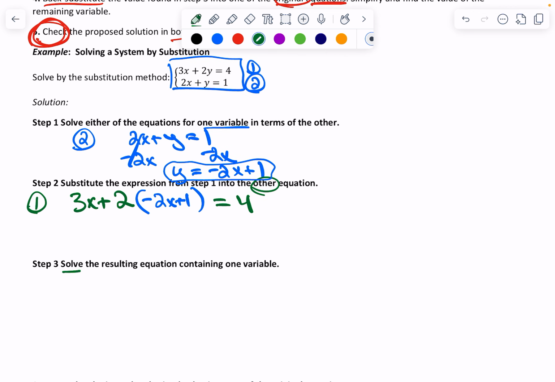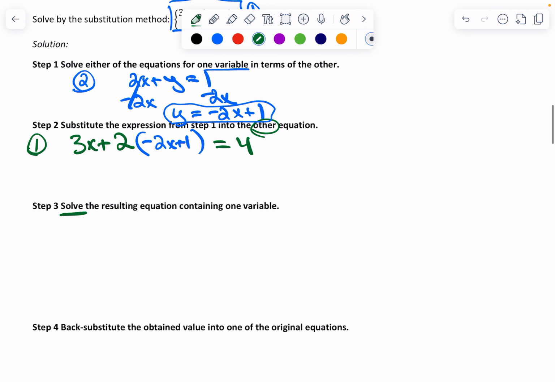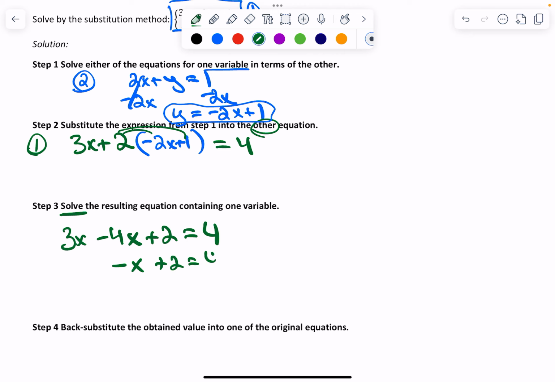Step 3 is going to be solving the equation. So we're going to go ahead and solve what we just got here. We're going to start by distributing the 2, getting rid of the parentheses. So 2 times negative 2x is negative 4x. 2 times 1 is 2. So combining like terms, negative x plus 2 equals 4. Subtract 2, we get 2. And then divide by negative 1, we get x equals negative 2.